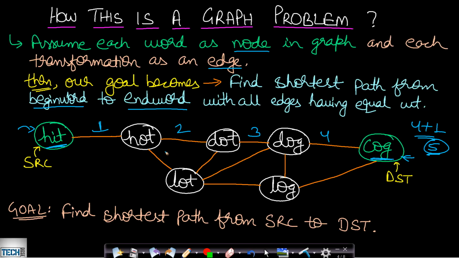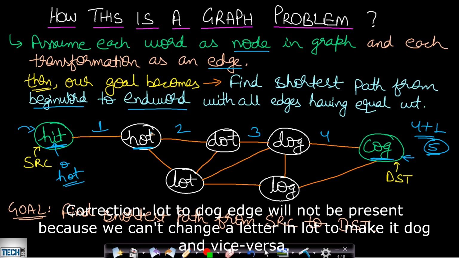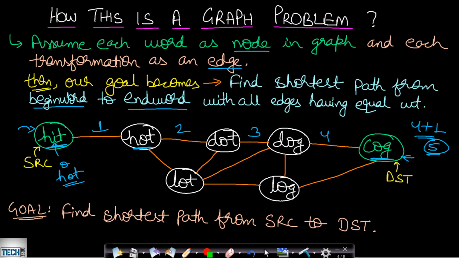And how this transformation is done: if you are starting from this hit, then you can just change a single character in order to reach the next word which is present in the word list. So you can convert this I to O and reach hot. And hot must be present in the word list for it to be a valid word, and so we can make the jump. And like this, we can make different jumps by just tweaking a single character. So this is how we will traverse this graph. We will have to change a single character only.